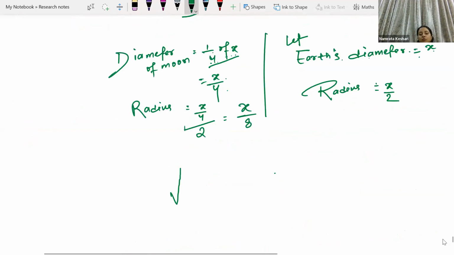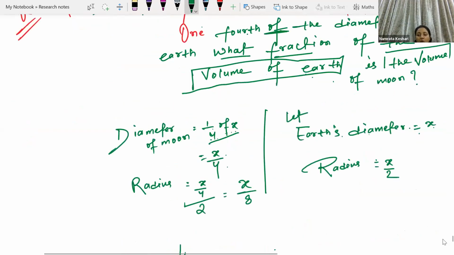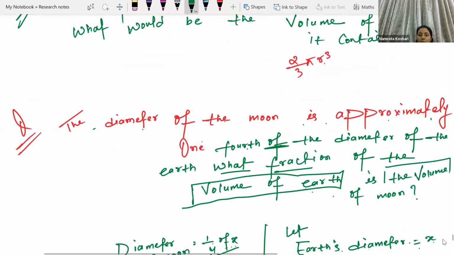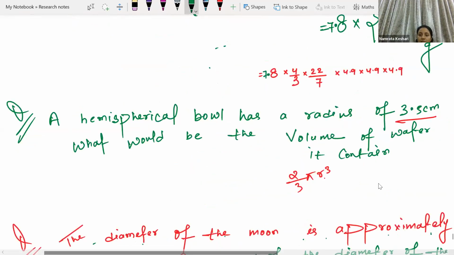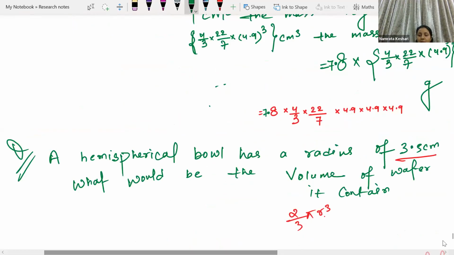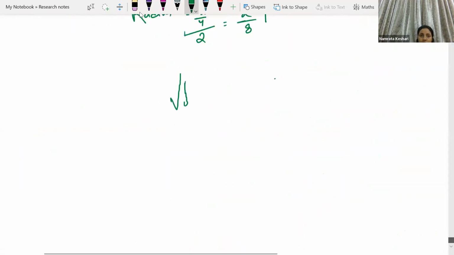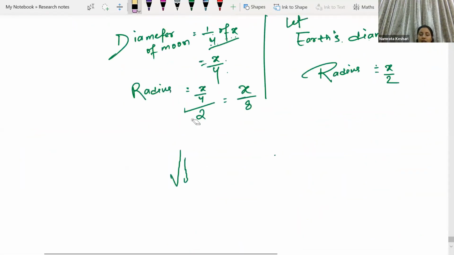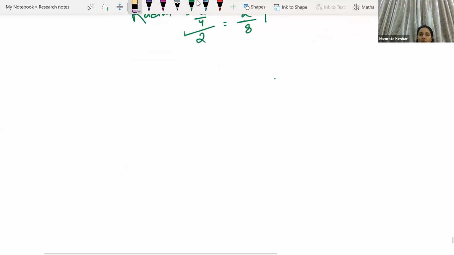You can find volume of Earth by volume of Moon, or you can find volume of Moon by volume of Earth. Your wish. If you are getting confused, don't worry, I'm coming to the question part again. I'm finding volume of Earth by volume of Moon.